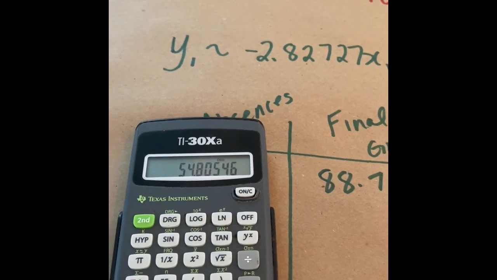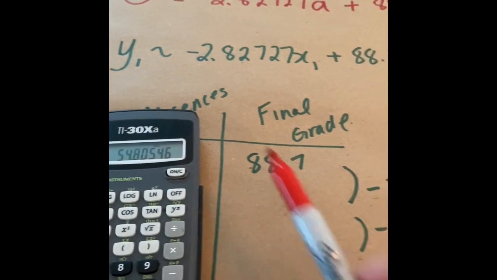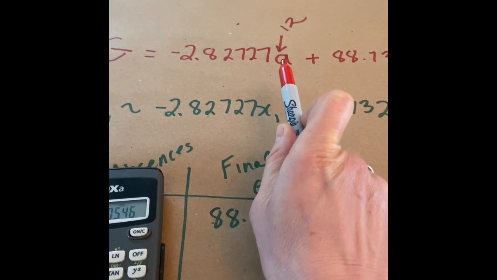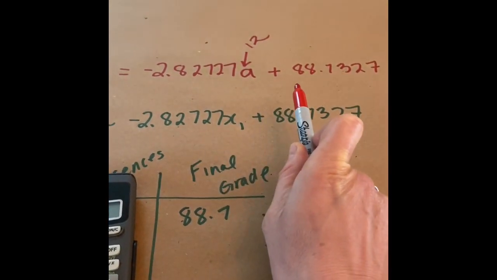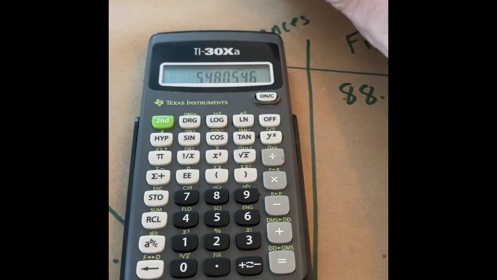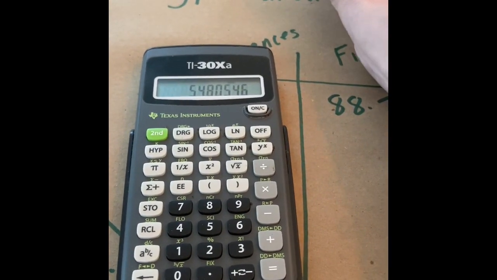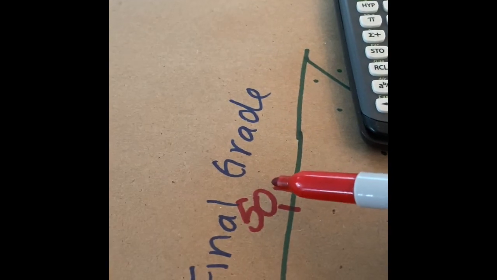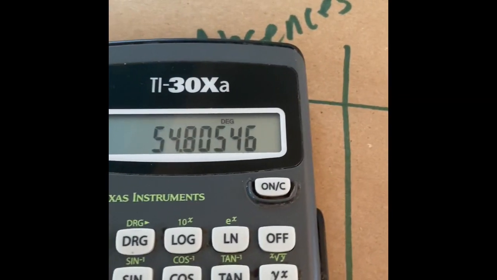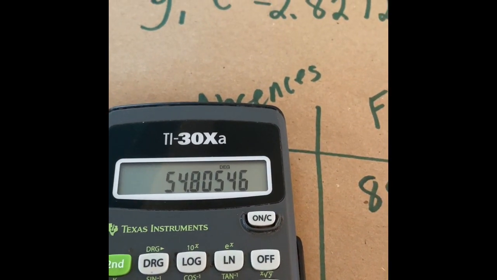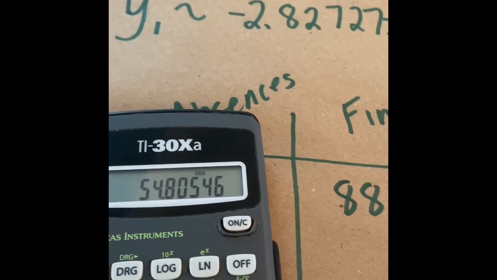Okay, so just like I hoped, when I did the math on my calculator, when I did minus 2.82727 times 12 for 12 absences, plus the initial value of 88.7327, I got 54.8. Just like my line of best fit showed me. It showed me that if I'm absent 12 times, my mark should just be a little bit above 50. And that mark is 54.80546.